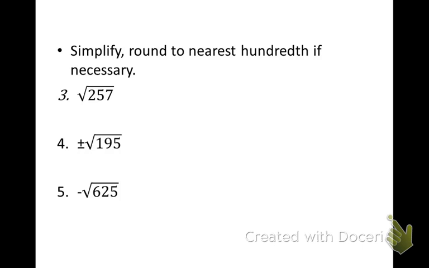Now these we're probably going to need our calculator on, and it does say round to the nearest hundredth, remember, so the hundredths is 2 places to the right of the decimal. So if you take your calculator and find the square root of 257, you're going to get 16.0312 and some other numbers. I didn't write them all out. So the 3 is in the hundredths. We'll look to the right. The 1 says leave it alone because it's less than 5.